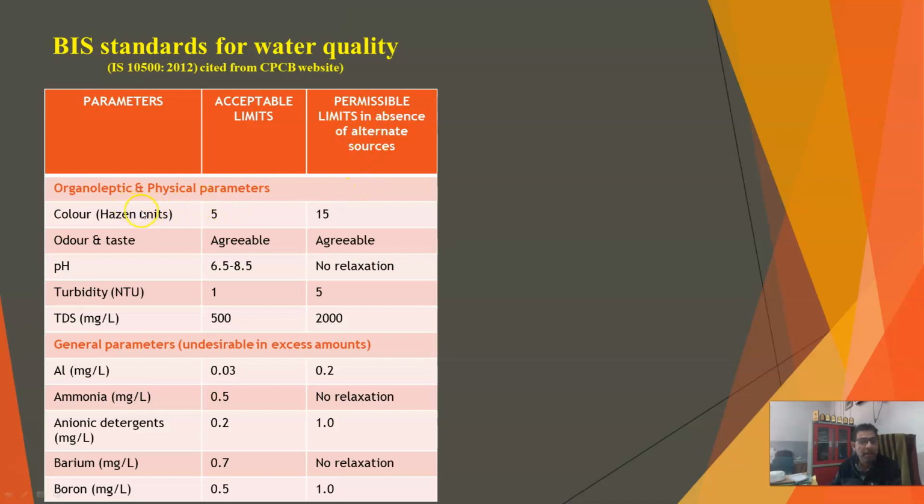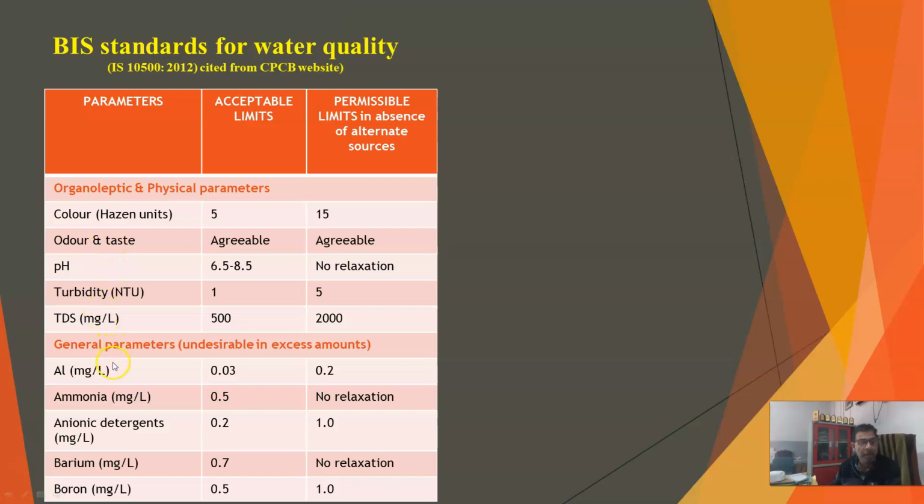As far as the acceptable limit is concerned, for example, we have got different values for color. The acceptable value for the color is 5 Hazen units, while its maximum permissible limit is 15. Similarly, we have got odor, pH, turbidity, and TDS.